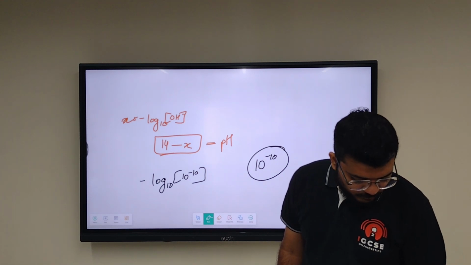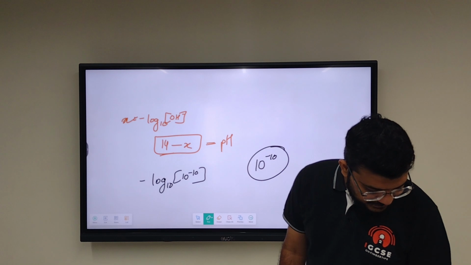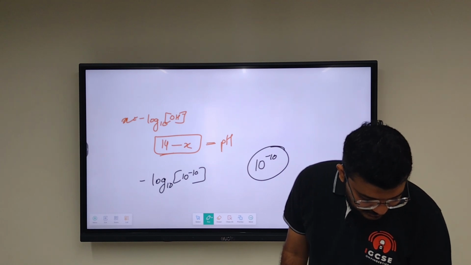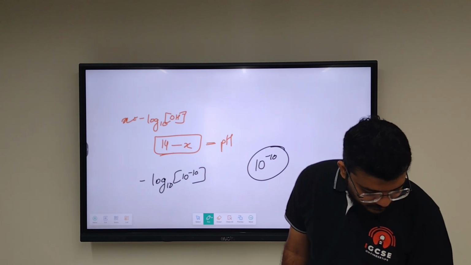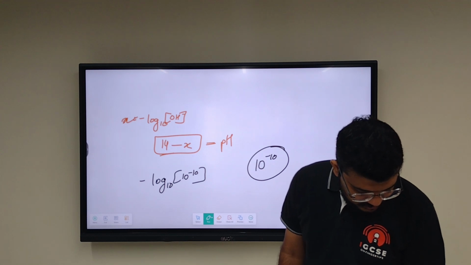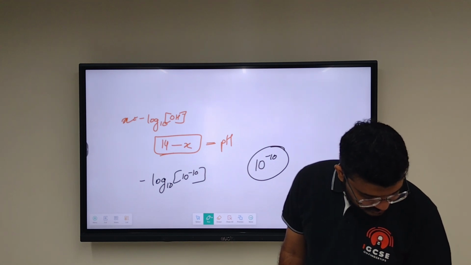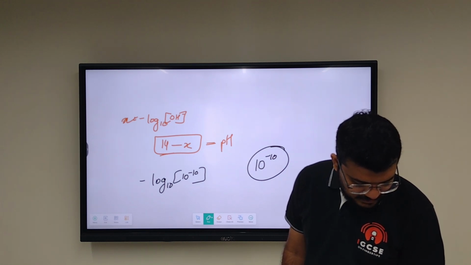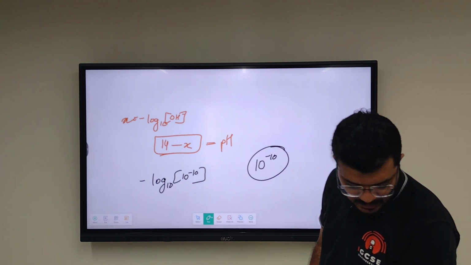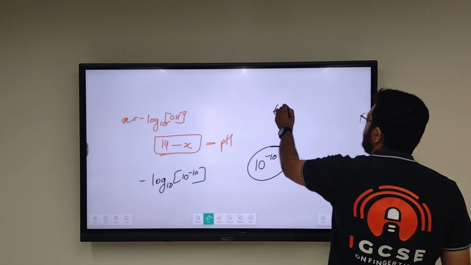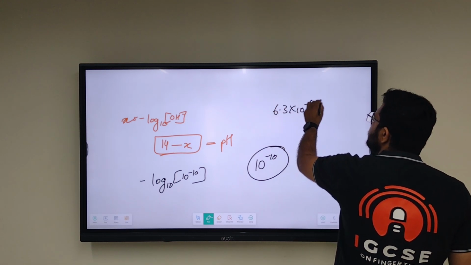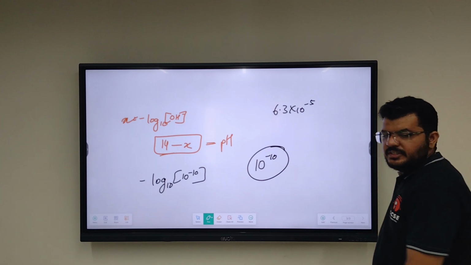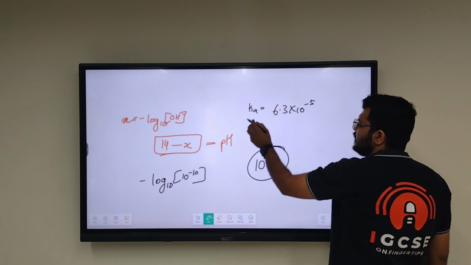Look at page 446, right? Let's look at the value of... just a second. Okay, look at benzoic acid, right? Let's find out. So it is 6.3 into 10 to the power minus 5. What is this? This is Ka of benzoic acid.